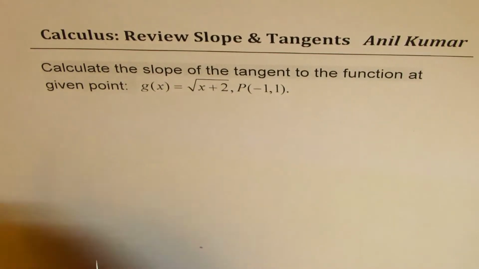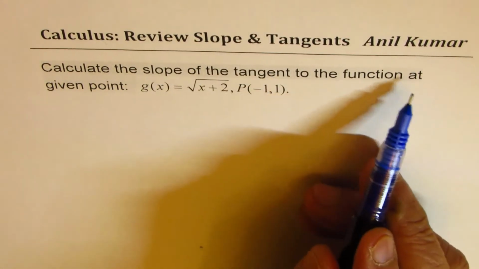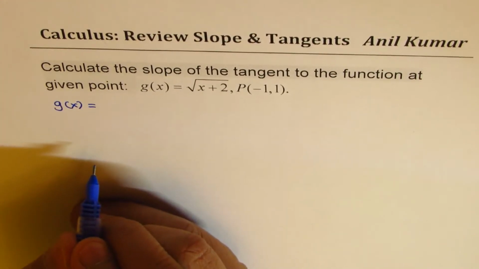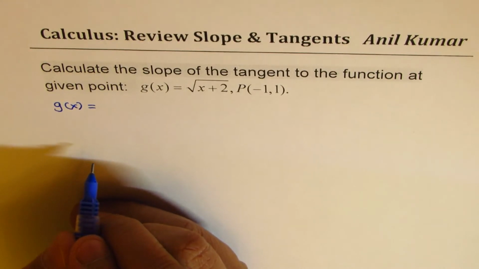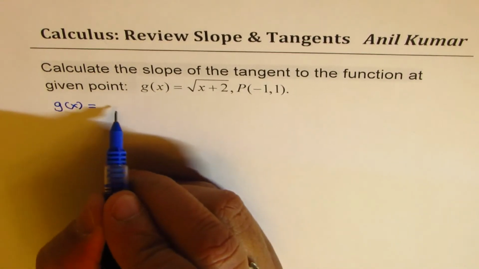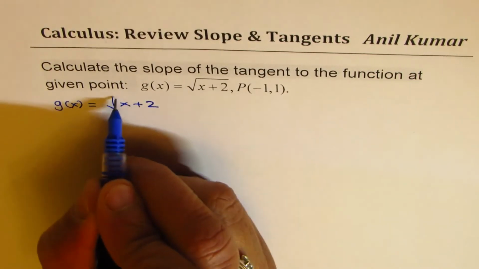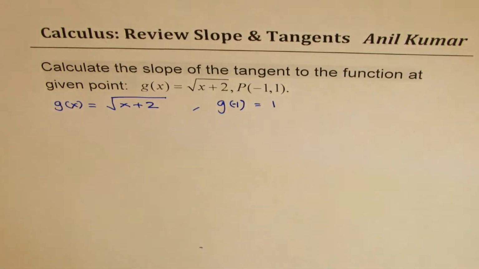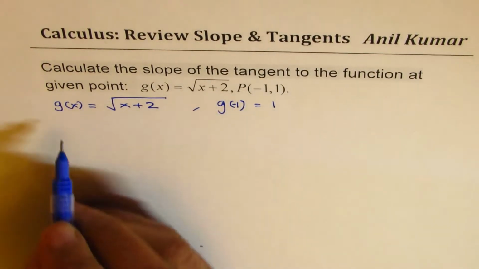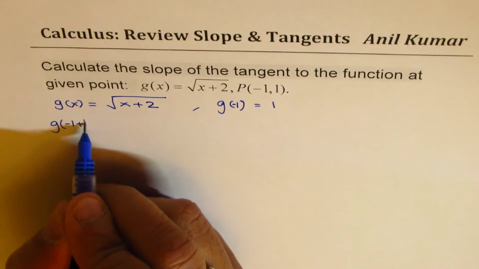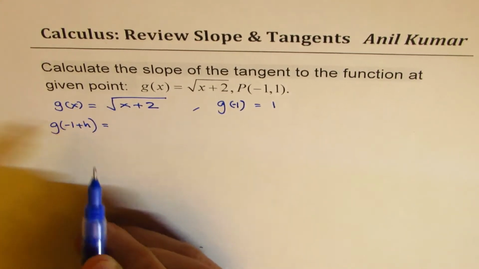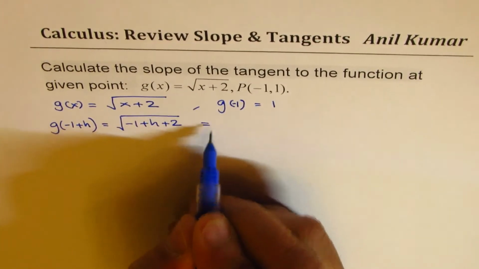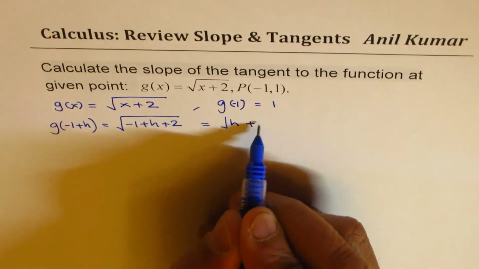Here is question number 2. We need to calculate the slope of the tangent to the function at a given point. The function is g of x equals square root of x plus 2, and the point is minus 1, 1. So let's write down square root of x plus 2, right? And we know that g of minus 1 is 1, correct? Now, that is the point, so what is g of minus 1 plus h? So let's replace x with minus 1 plus h. We get minus 1 plus h plus 2. And this is square root of h plus 1.